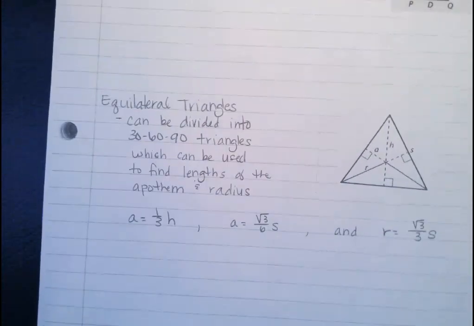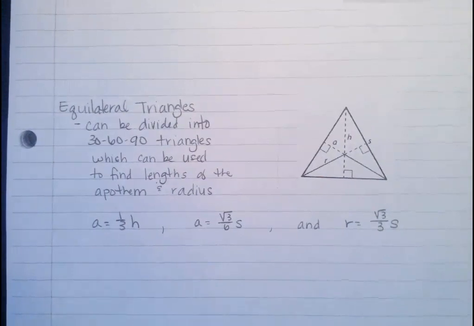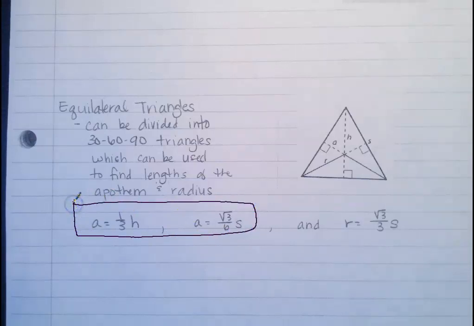All right, so the other thing with the equilateral triangles, which I just showed you, is they can be divided into 30, 60, 90 triangles, which can be used to find the lengths of the apothem and the radius. And there's a couple different ways that you can do that. So these are formulas to help you find the measures of the apothem. You would do this one if you knew the height of your triangle. You would do this one for the apothem if you knew the side length of the triangle. And then to find the radius, you would use this formula.